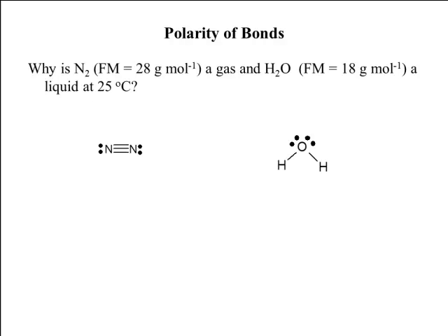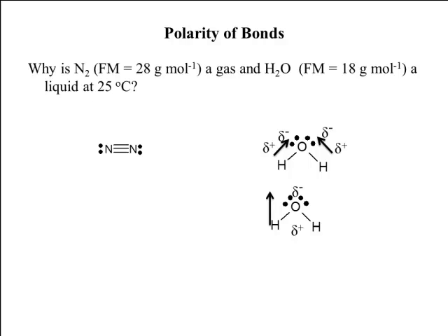If I look at water, water has this bent shape with the oxygen-hydrogen bonds. Oxygen is more electronegative than hydrogen, so the hydrogens get a slightly positive end and the oxygen gets a slightly negative end, and that's true for both bonds. Overall, I get water with a slightly negative end on the oxygen side and a slightly positive end between those two hydrogens. So overall, water is going to be polar. It has what we call a dipole moment. It's got a negative side and a positive side.